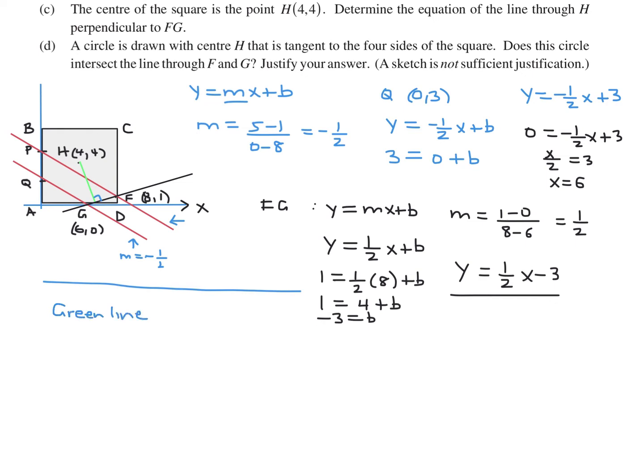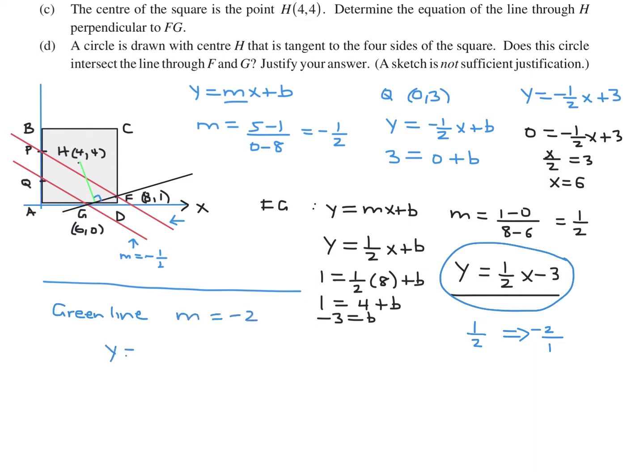We know its slope is going to be the negative reciprocal of the slope of FG. The FG equation was this guy right here, right? So its slope was a half. So negative reciprocal, first you take the reciprocal, and then you do a negative. That's what it means, negative reciprocal. So because those two lines are perpendicular, one slope will be the negative reciprocal of the other slope. So this slope is negative 2.